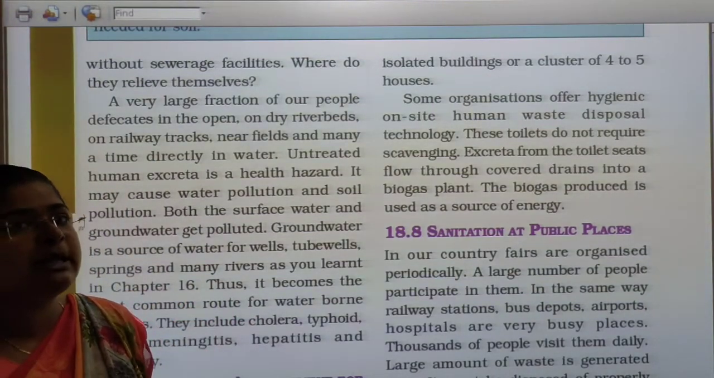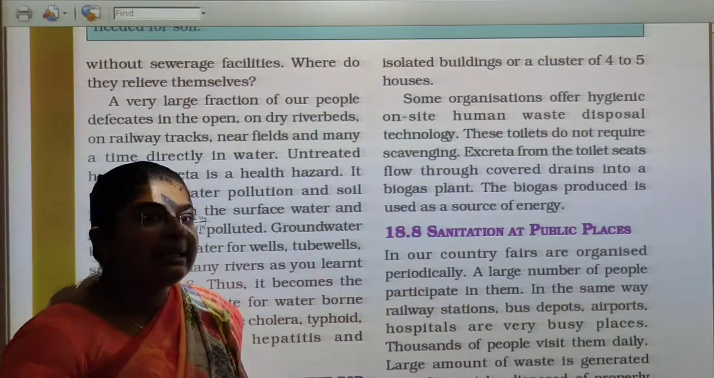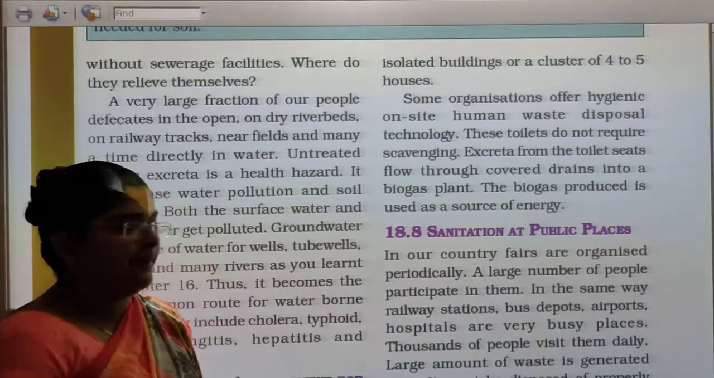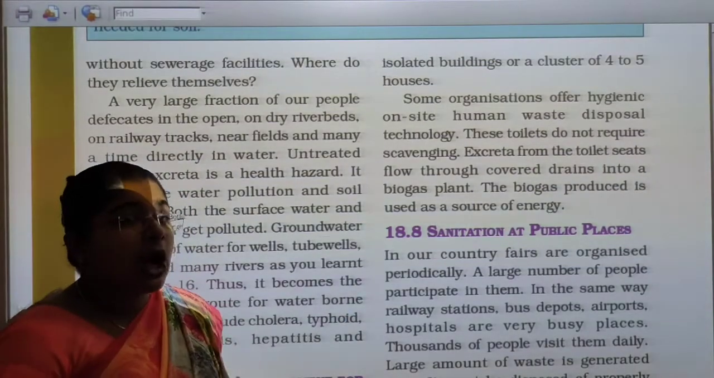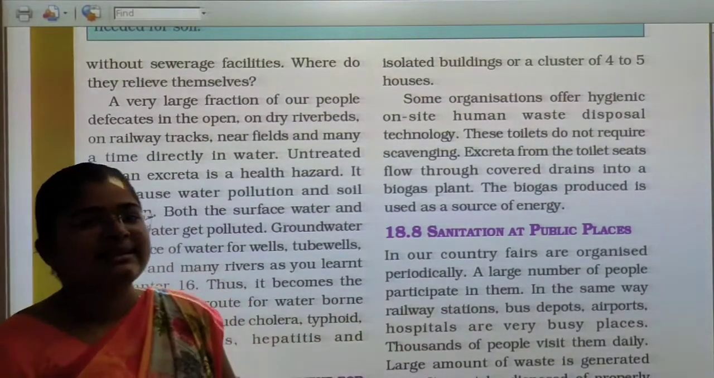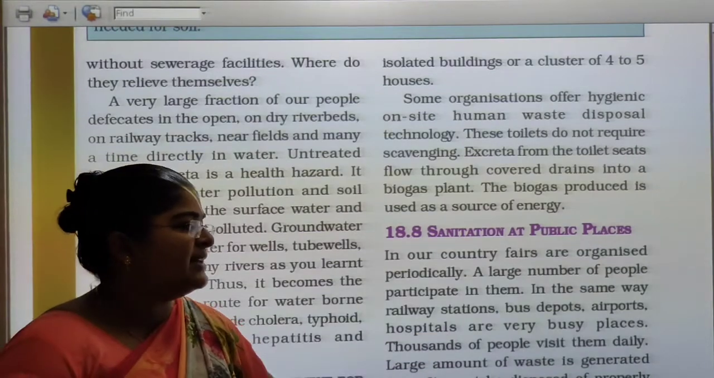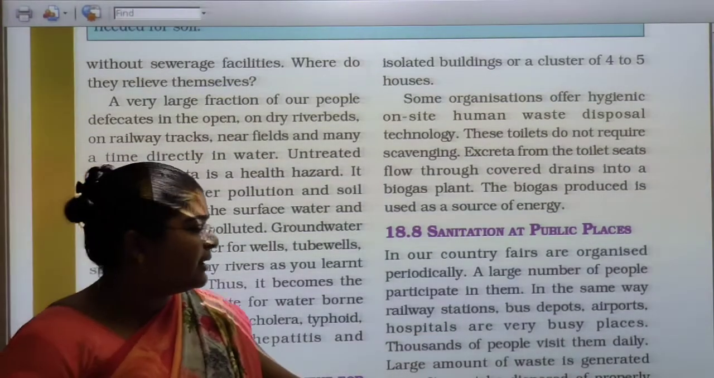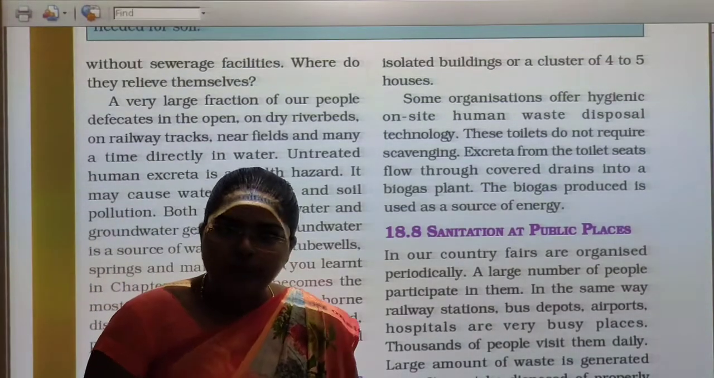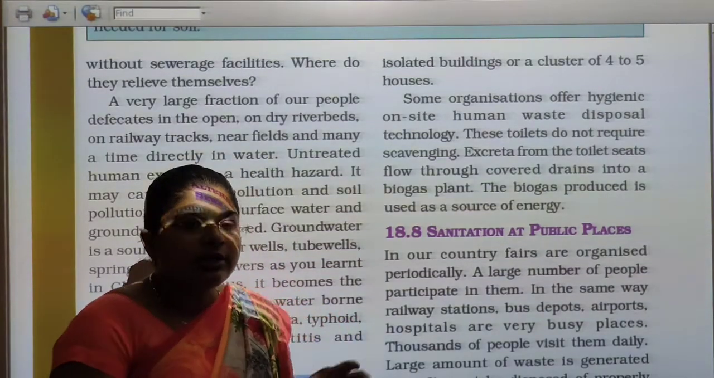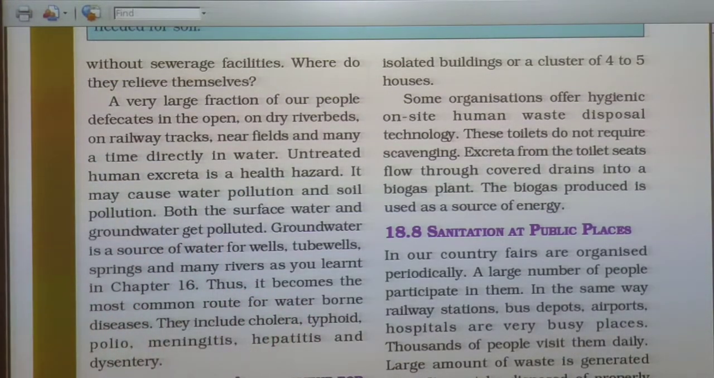How to sanitize a public place? In our country, fairs are organized periodically. A large number of people participate in them. In the same way, railway stations, bus depots, airports, and hospitals are very busy places, so thousands of people visit them daily, and a large amount of waste is generated here. It must be disposed of properly, otherwise epidemics could break out. If we do not remove this type of waste carefully, epidemic conditions can also arise.